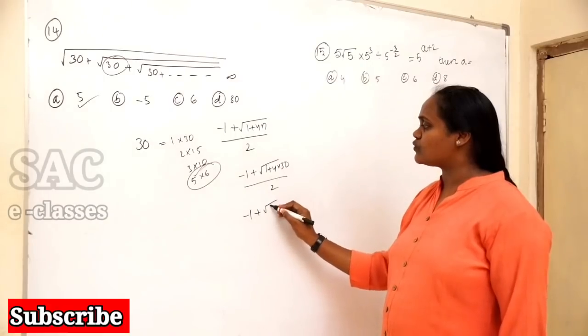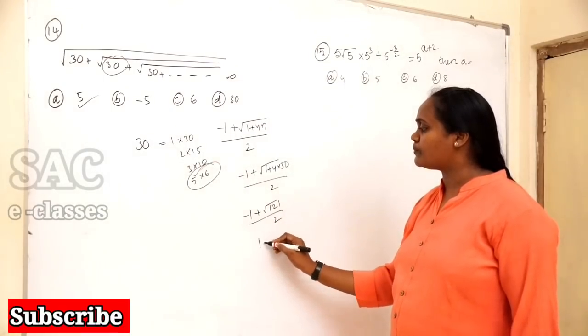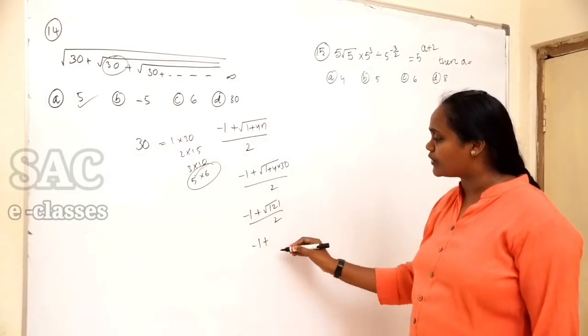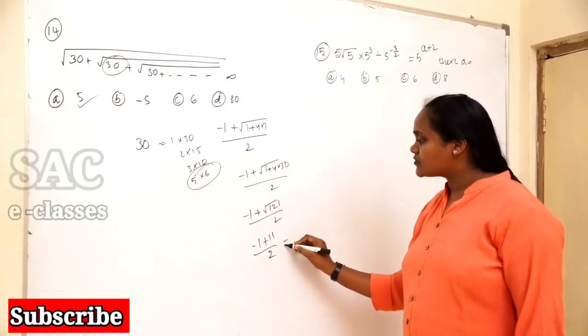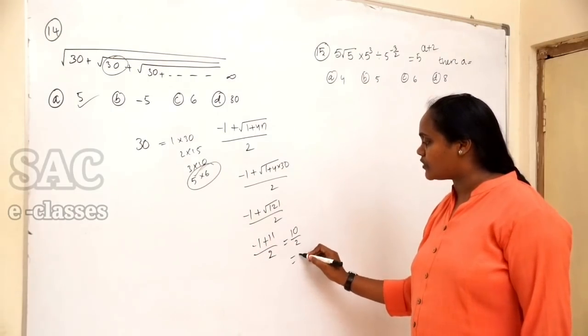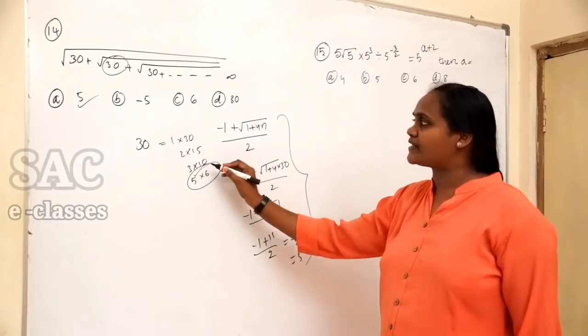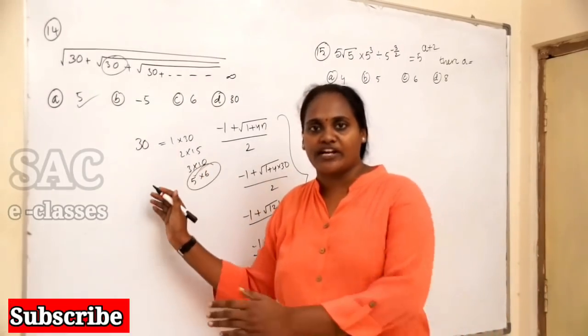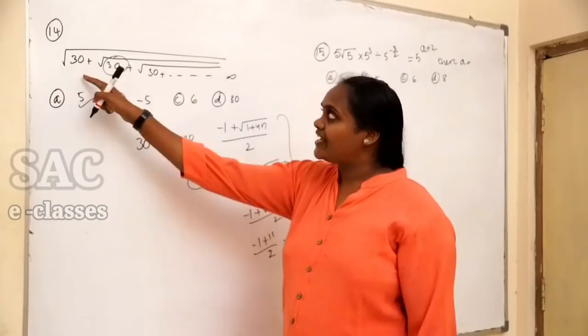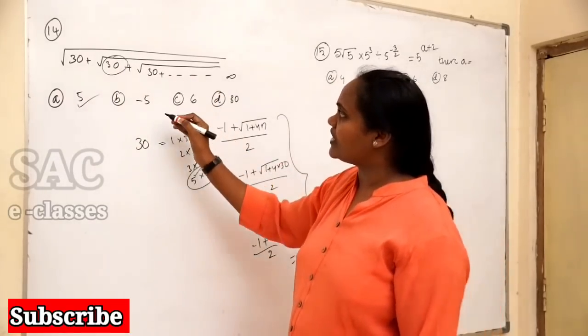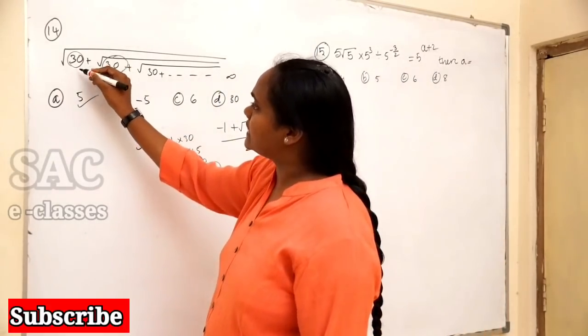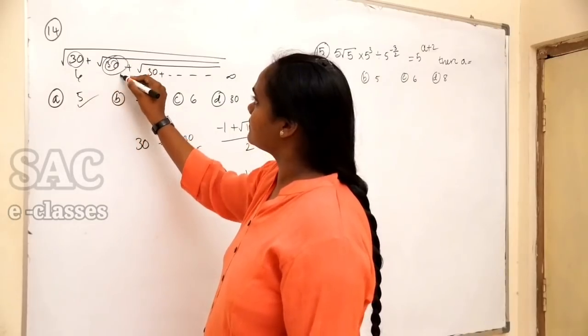Minus 1 plus root 121 by 2. You people know what the root 121 value is? That is 11. So it is 10 by 2, which is equal to 5. So these are the two particular ways we can use to find out the value of the successive. Maybe they given instead of 30, maybe they given 6.